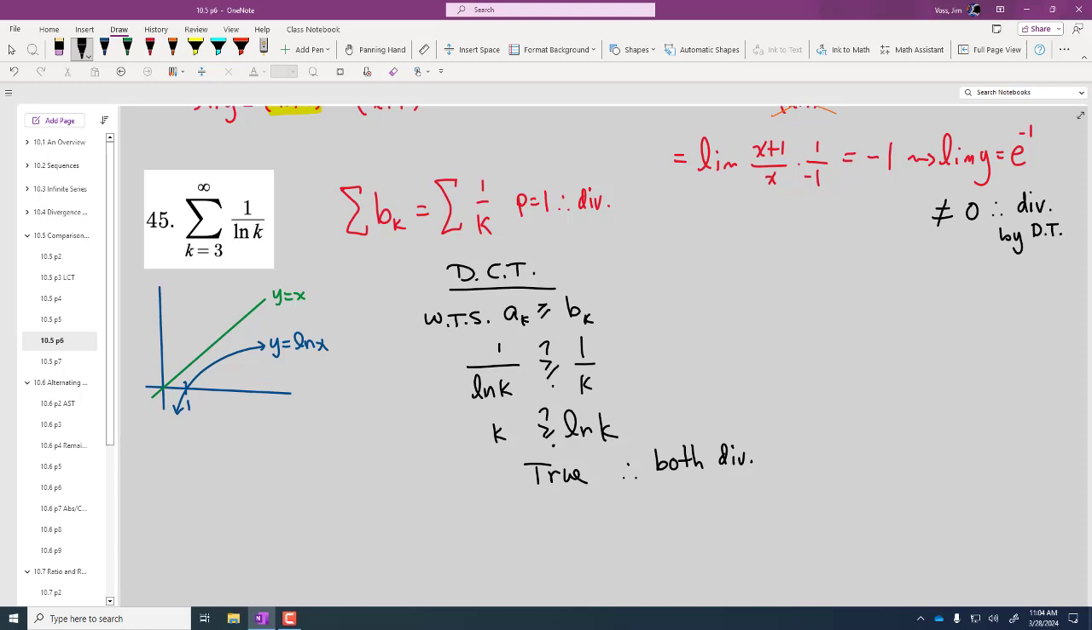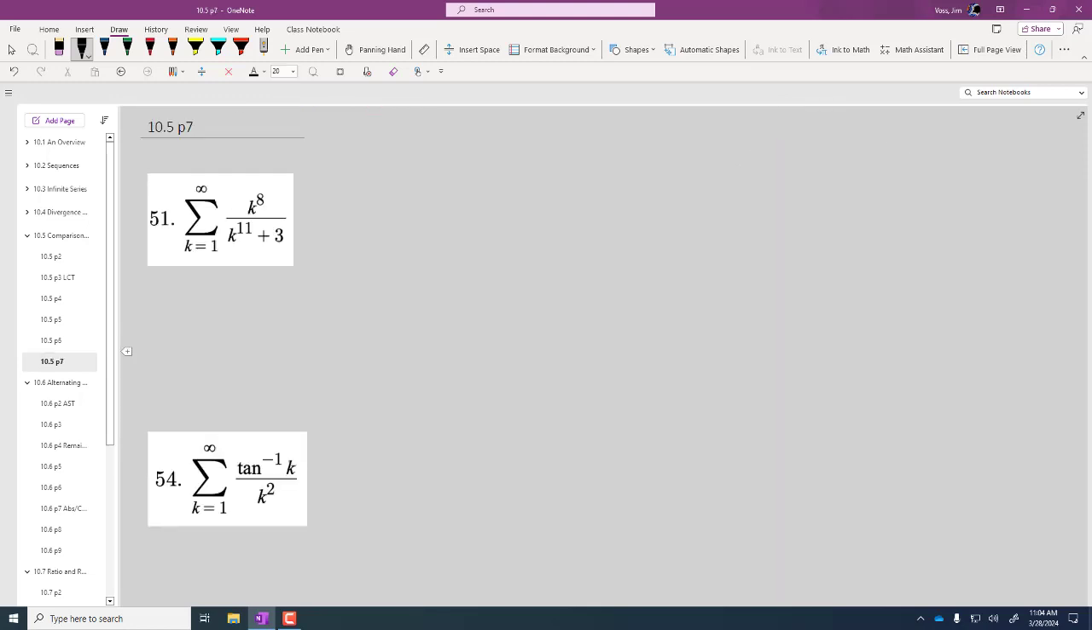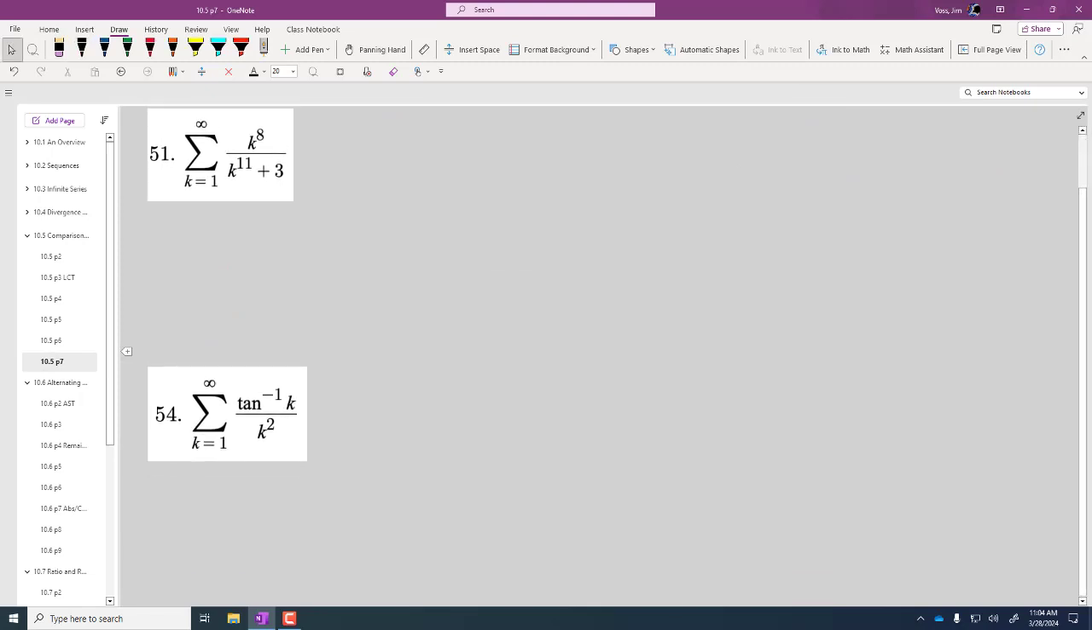All right, one more slide in the comparison test section. Okay, top one. What function does this behave like? 1 over k to the 3. Behaves like it. That's just screaming comparison test.